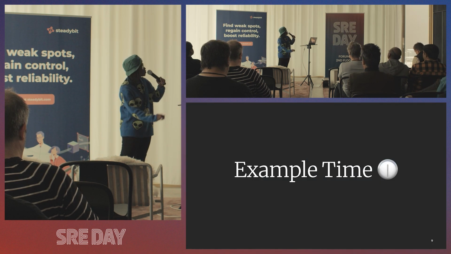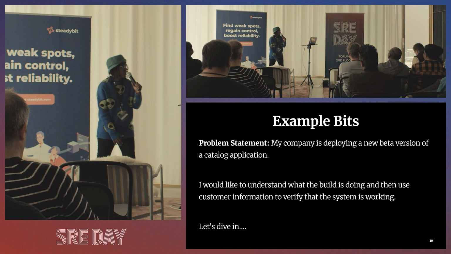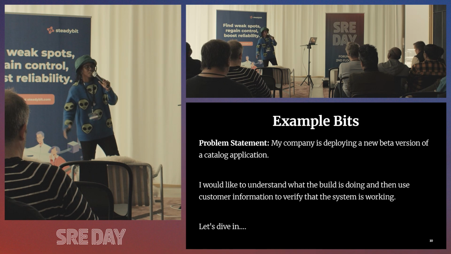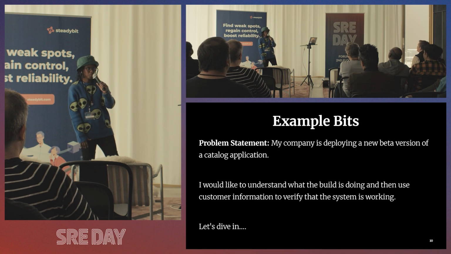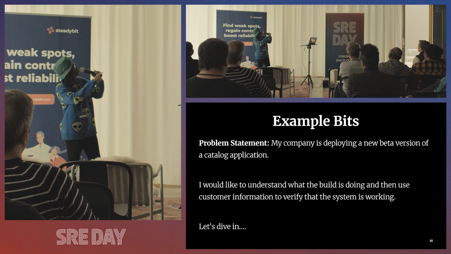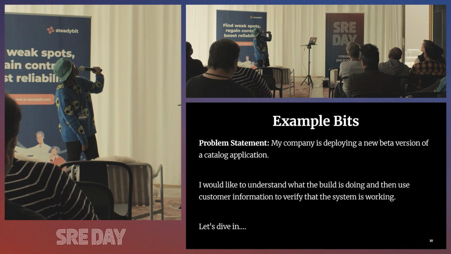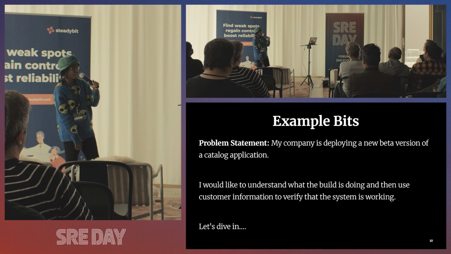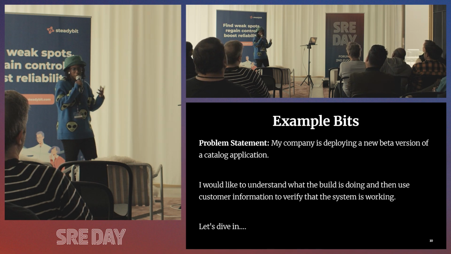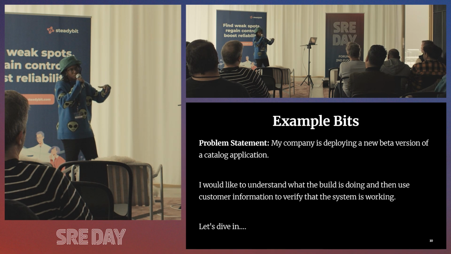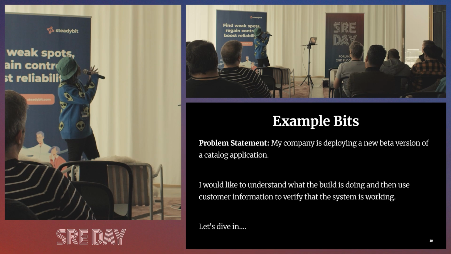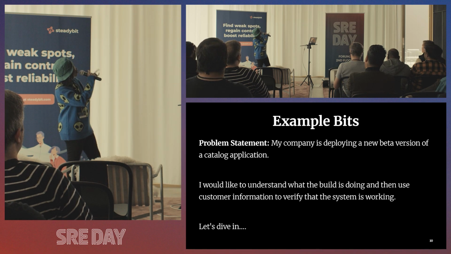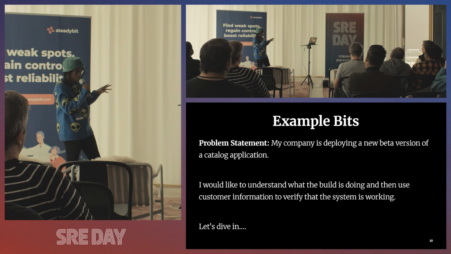So I want to go through a little example really quickly. So example bit. I have a problem statement. I'll tell you in advance, I'm not a developer. I'm a person that puts some things together that makes it work. So don't judge my code in advance. My company is deploying a new beta version for a catalog application. So I have a basic JavaScript application. I call it catalog because someone can buy something from there. It's not that deep. I'm basically hitting some endpoint to say hello world, but I'm just calling it that. And then through that, I like to understand what my build is doing and then use that customer information to understand how the system's working.